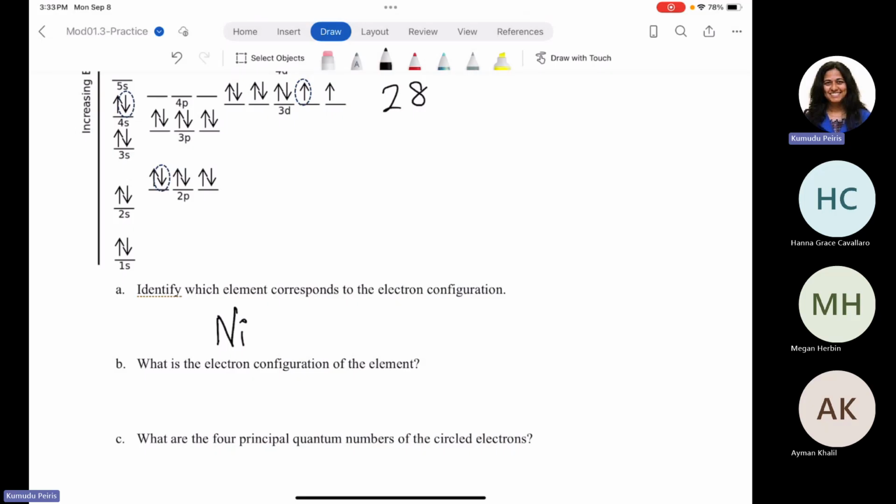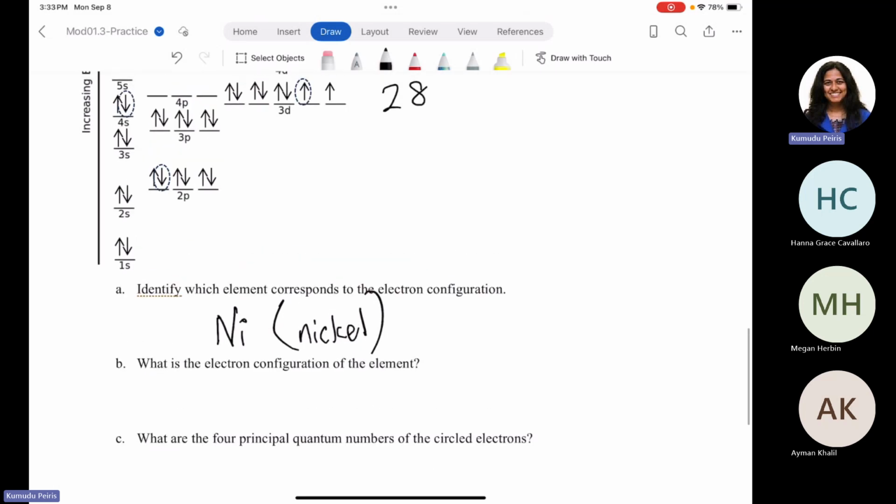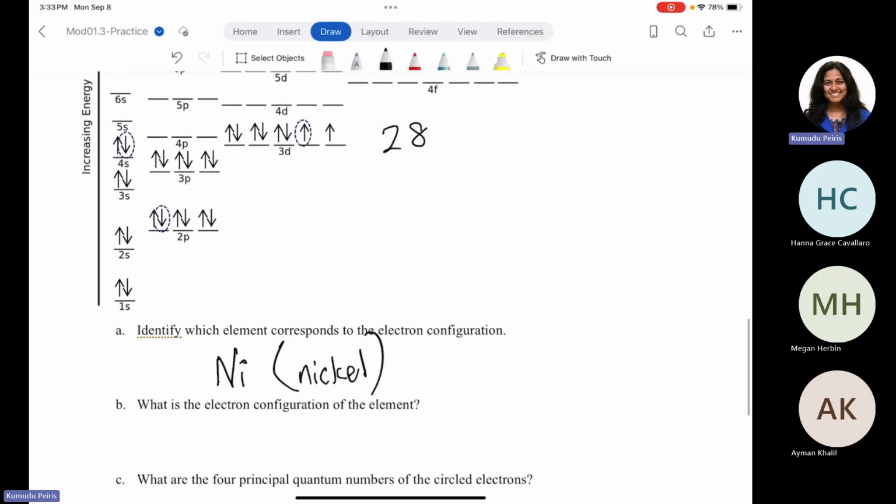Right, nickel. If I write the name, okay, that's the one. What is the electron configuration? That is a very straightforward question. You can just write those things.